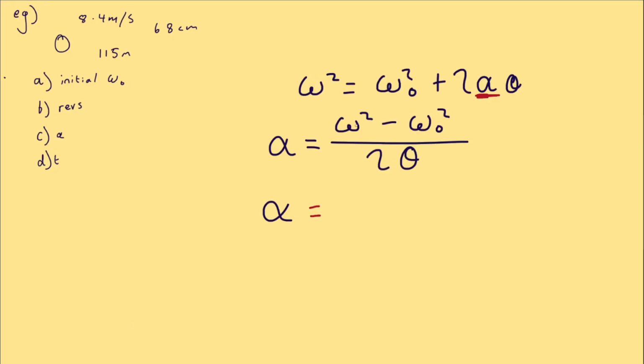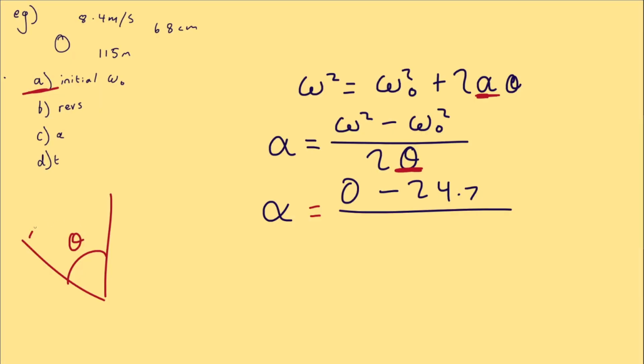Great, let's go ahead and solve. So let's plug in our values. Final velocity is 0 because we're coming to a stop. Initial velocity we found earlier, back in problem A, which is 24.7 radians per second. And now we just have to find our angular displacement, which we don't have yet. Angular displacement is how much angle you turned through before we stopped. So we can find this by relating arc length and radius.